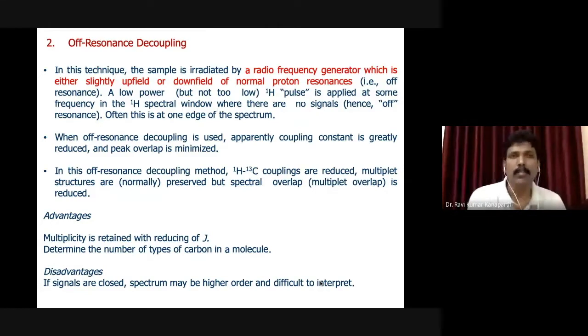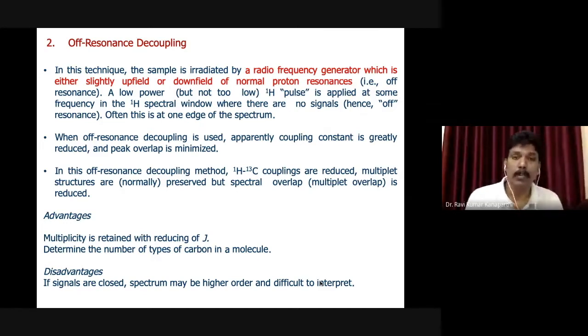Then in this off resonance decoupling technique, to get the NMR spectrum with a little bit of splitting, what we do is use a radio frequency generator whose frequency matches with 2 ppm, not exactly 2 ppm, maybe 1.7 ppm or maybe 2.3 ppm. So it is not exactly at the resonating frequency of the proton. So if you use the radio frequency pulse in such a manner, then what happens? The coupling constants are actually minimized.